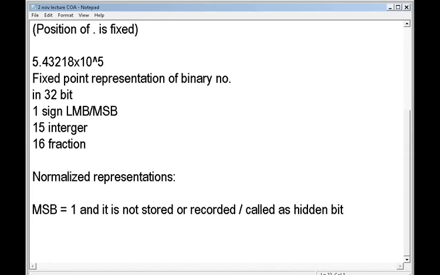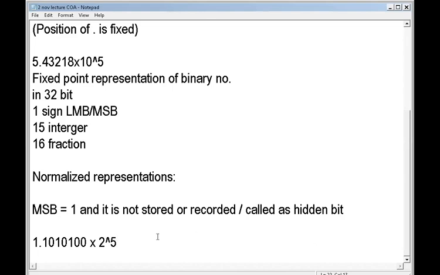Suppose the number is 1. The decimal point is also not shown in the register storage, but it can be understood theoretically. Suppose the number is 1.1011 into 2 to the power 5. This means that the binary number is represented in normalized representation, right?